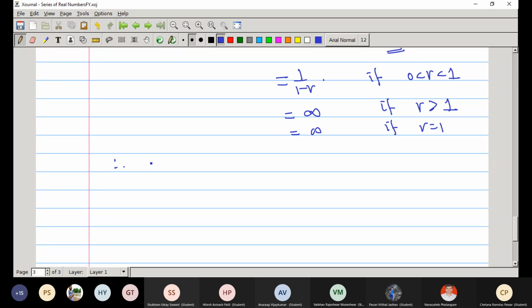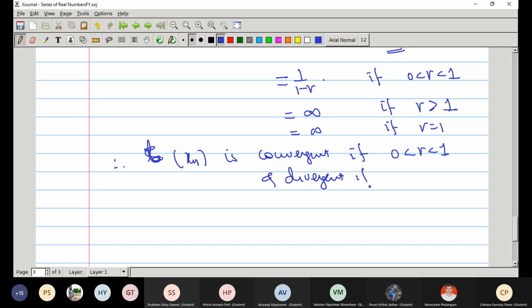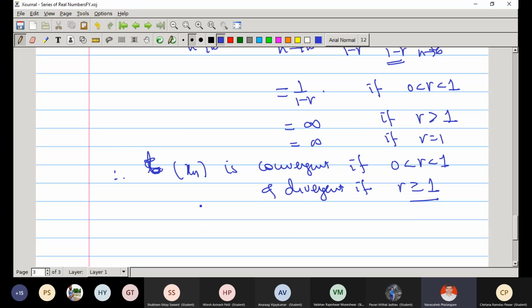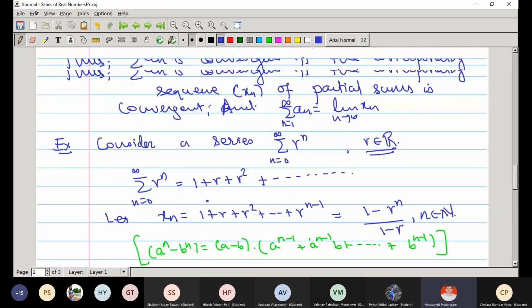Therefore, the sequence xn is convergent if 0 less than r less than 1 and divergent if r is greater than or equal to 1. Okay, this sentence is clear? Fine. And by our previous discussion, what we should say?